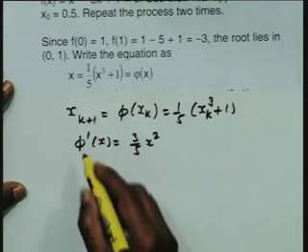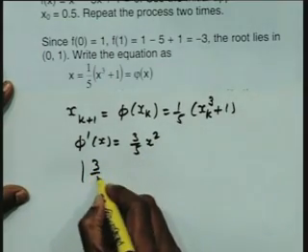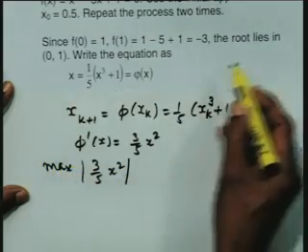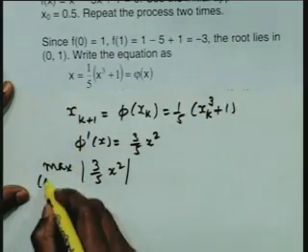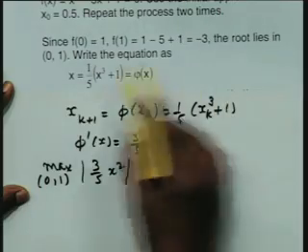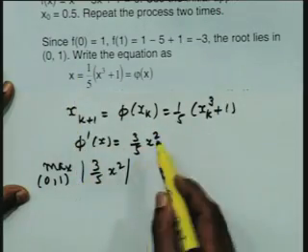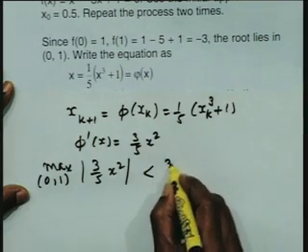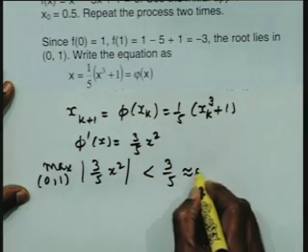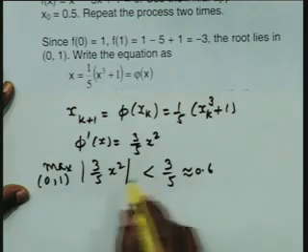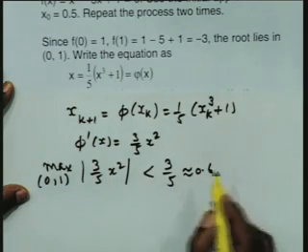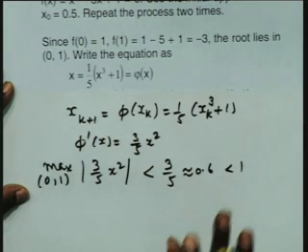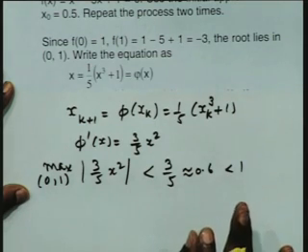Now I need the maximum of the magnitude of phi dash x, 3 by 5 x squared, in the interval in which the root lies, which is 0 to 1. Obviously this is less than or equal to 3 by 5, that is approximately 0.6. X is lying between 0 and 1, therefore this is strictly less than 1. Therefore this iteration is going to converge and is going to converge quite fast.